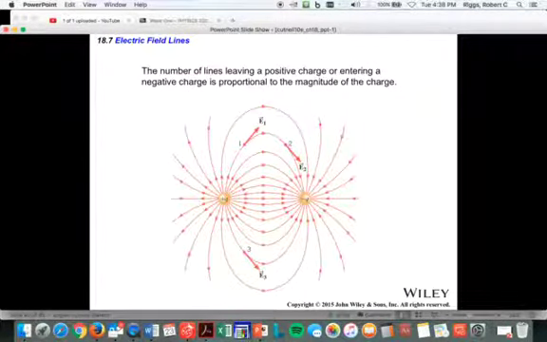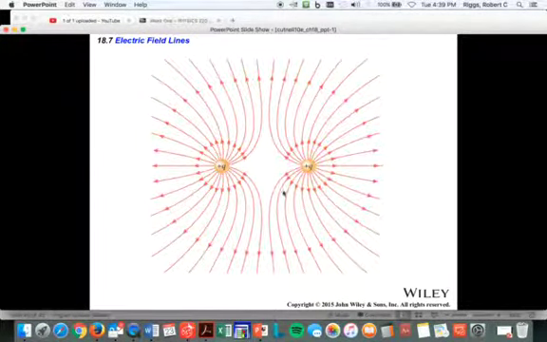All right. This is what is known as a dipole. The number of lines leaving a positive charge or entering a negative charge is proportional to the magnitude of the charge. Amount of charge leaving is proportional. All right. Notice field lines cannot cross.